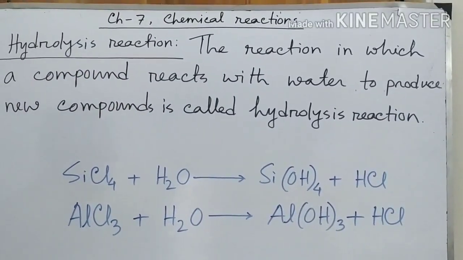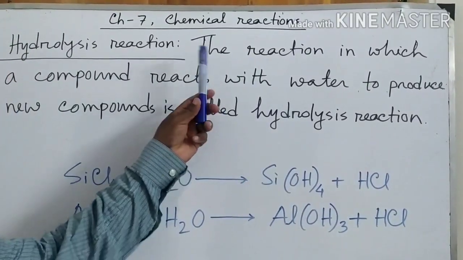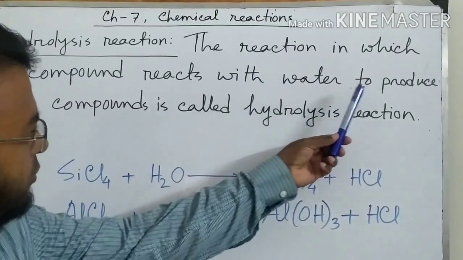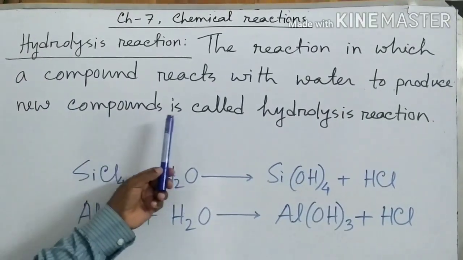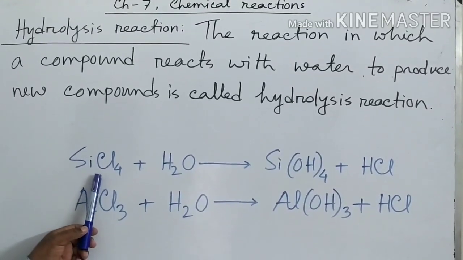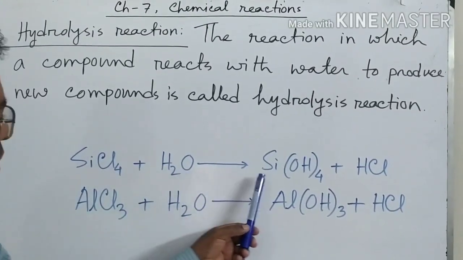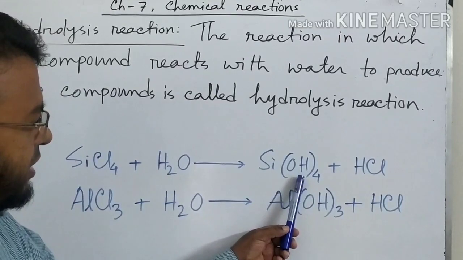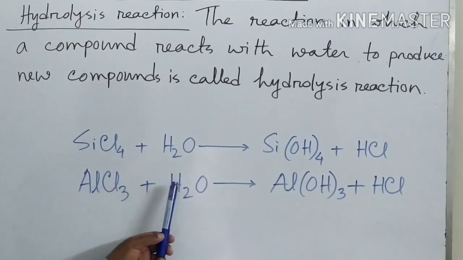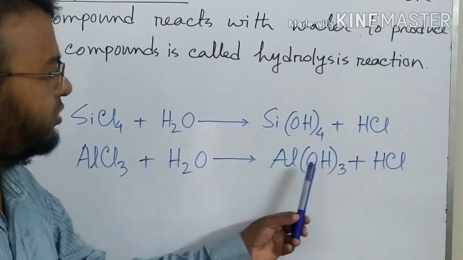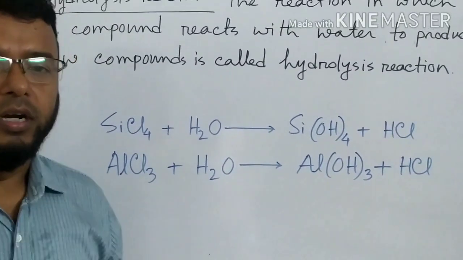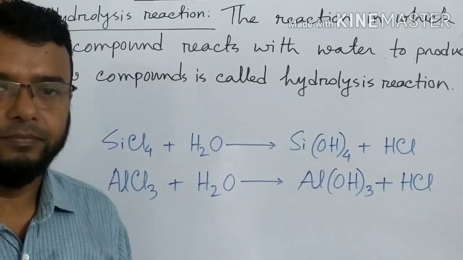Okay, now I am telling the reaction in which a compound reacts with water to produce new compounds is called hydrolysis reaction. So here everybody see that silicon tetrachloride reacts with water to produce silicon tetrahydroxide plus hydrochloric acid. And again aluminum chloride reacts with water to produce aluminum hydroxide and hydrochloric acid. This type of reaction is called hydrolysis reaction.